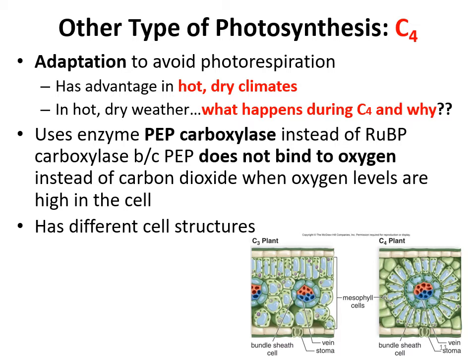And ultimately, this is something that you would find in hot, dry climates. Now, keep in mind, you may not really encounter these as much because only about 5% of all the plants around would be C4 kind of plants. Okay.